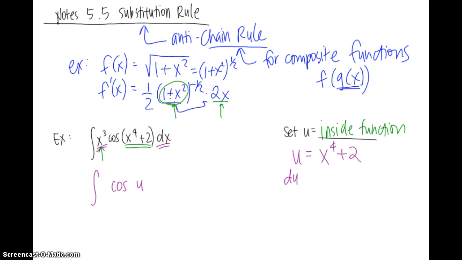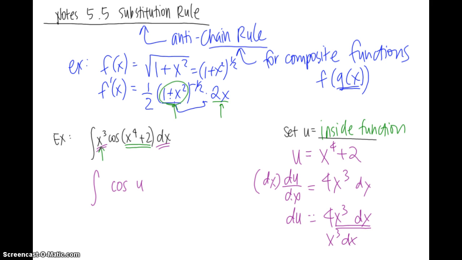So I'm going to take the derivative of this u with respect to x, and I get 4x cubed. Well, I want to replace x cubed dx, so du is going to be, I'm going to multiply both sides by dx, and I get 4x cubed dx. Now right here, I can replace it, x cubed dx is actually equal to 1/4 of du. So this x cubed dx is going to be 1/4 of du. We make that substitution right there.